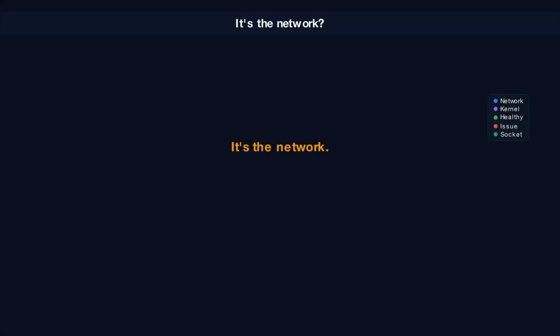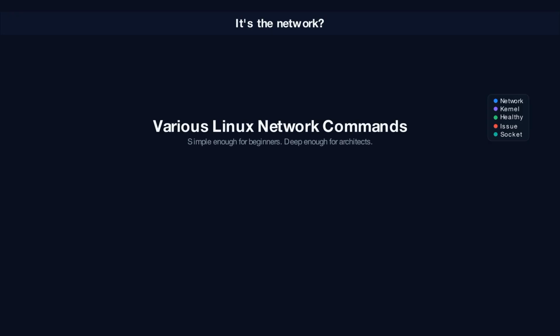App is slow, people love saying, it's the network. But what does that even mean? DNS, TCP backlog, packet drops, slow TLS handshake, wrong route, MTU, socket exhaustion, retransmits. In this video, we'll make Linux network debugging feel structured, visual, and practical.